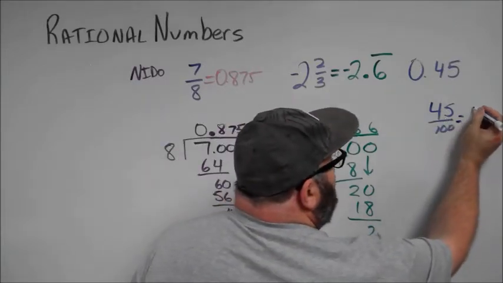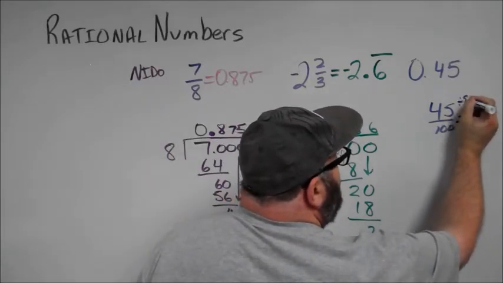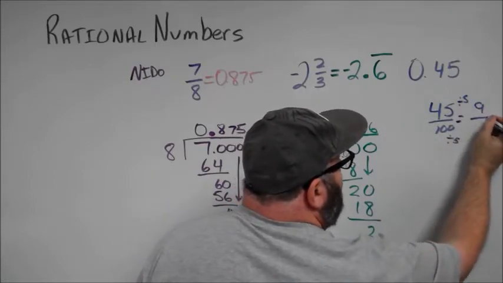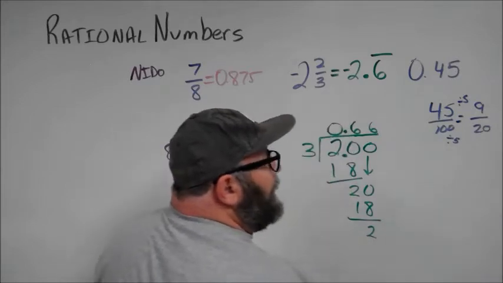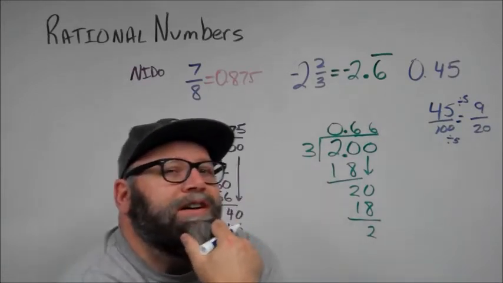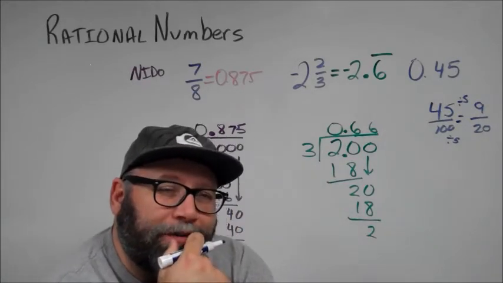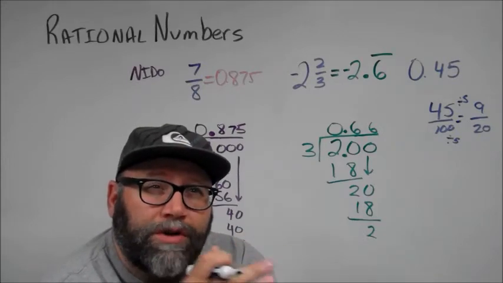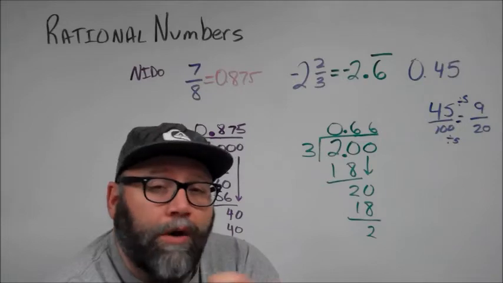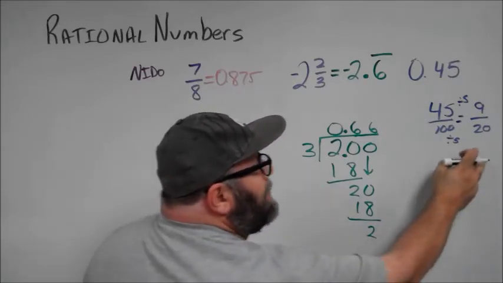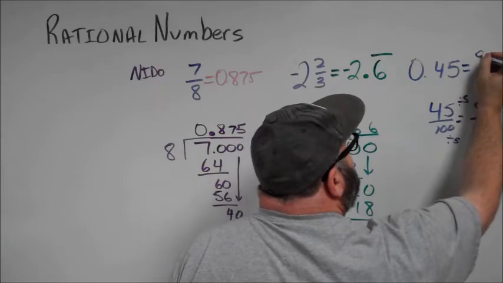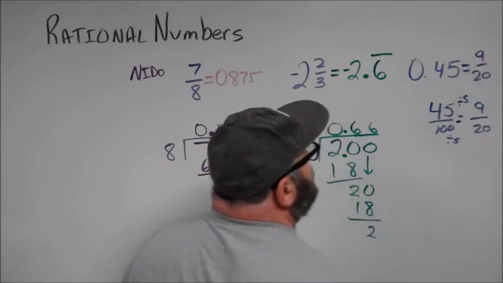So 45 divided by 5 is 9. 100 divided by 5 is 20. And now we ask ourselves, 9 and 20, do those have a common factor? 1, 3, 9. 1, 2, 4, 5, 10, 20. No. No common factor, which means that's our answer. So 45 hundredths is the equivalent of 9 twentieths.